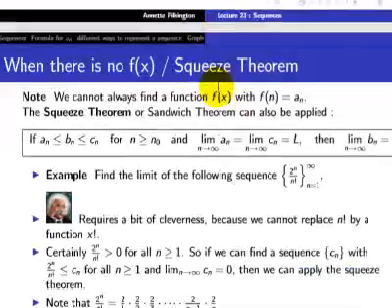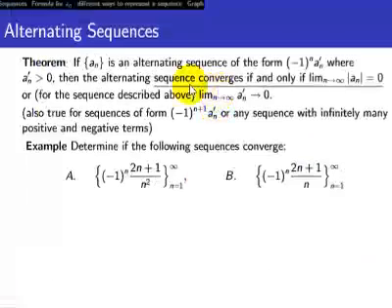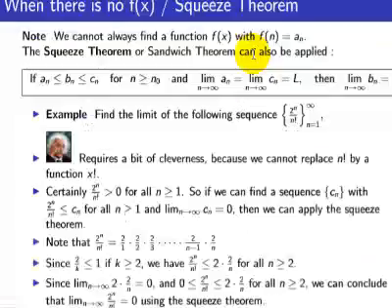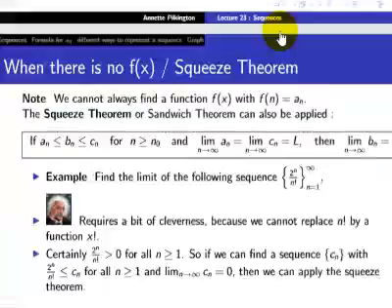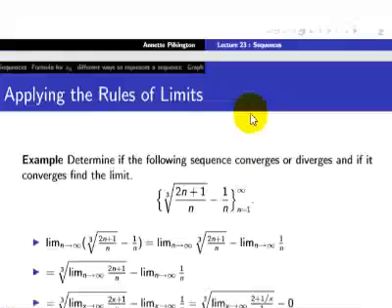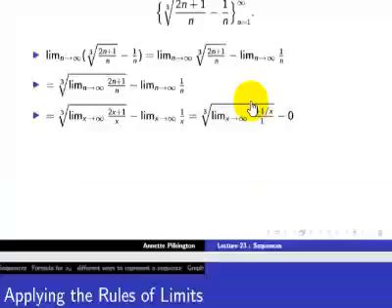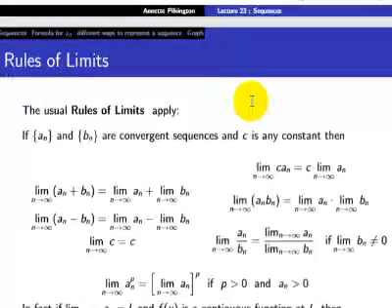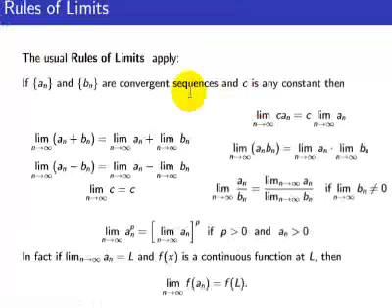What else are alternating sequences? So we will cover three things: the rules of limits, the sandwich theorem, and alternating sequences. Right, this one, yeah, and this one here.